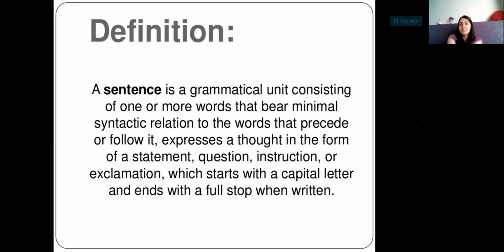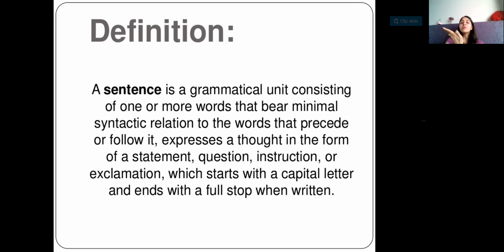To start with, let's see a definition of sentence first. A sentence is a grammatical unit consisting of one or more words that bear minimal syntactic relation to the words that precede or follow it, expresses a thought in the form of a statement, question, instruction, or exclamation, which starts with a capital letter and ends with a full stop when written. So this is the basic thing of a sentence that everyone knows universally, that it starts with a capital letter and it ends with a full stop. Even a child knows this, right?